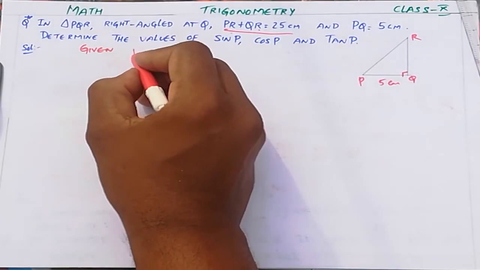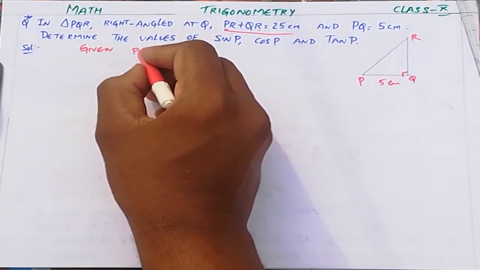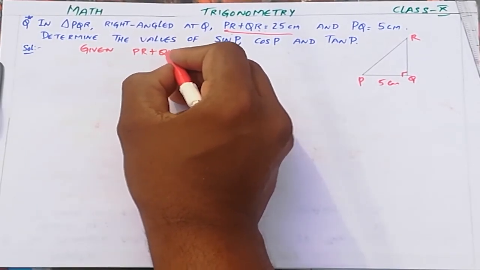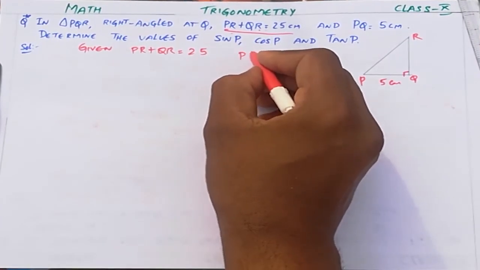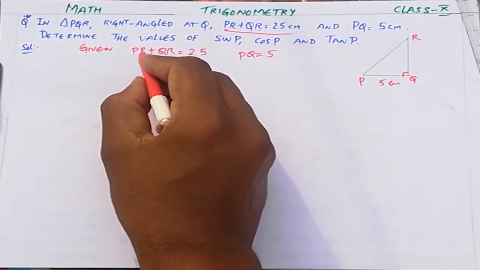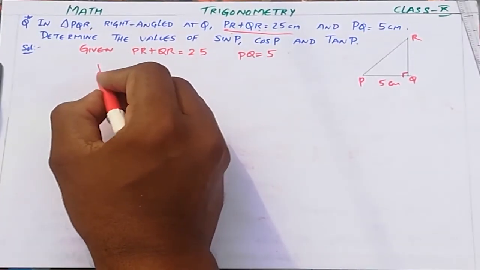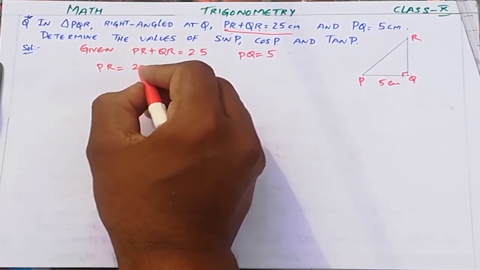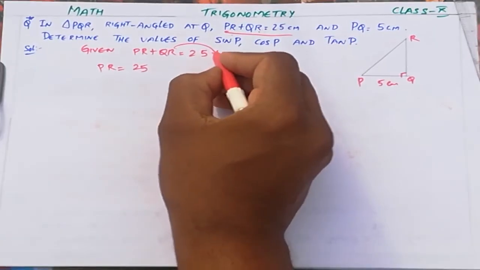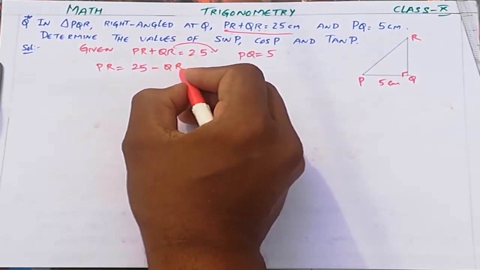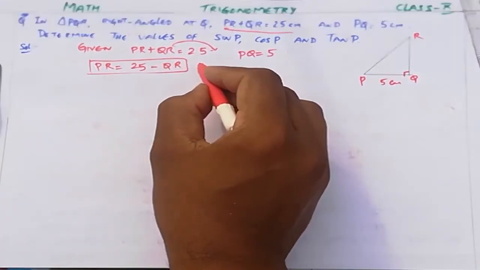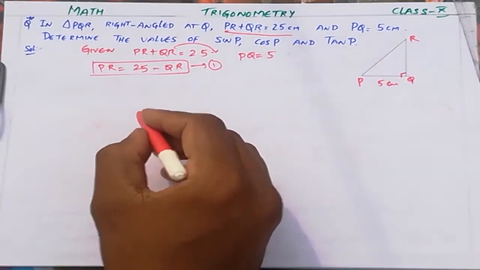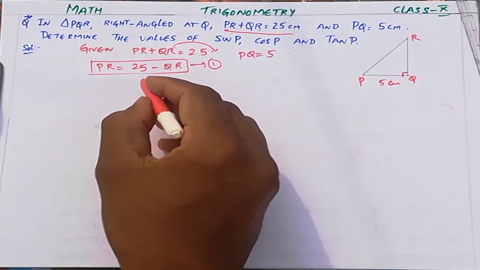Given PQ plus QR equal to 25 centimeters and PQ equal to 5 centimeters. So I'm bringing QR to this side. PR equal to 25 minus QR, bring this side, so it will become minus QR. This one I will take as the first equation. Then now I'll do squaring on both sides for this one.